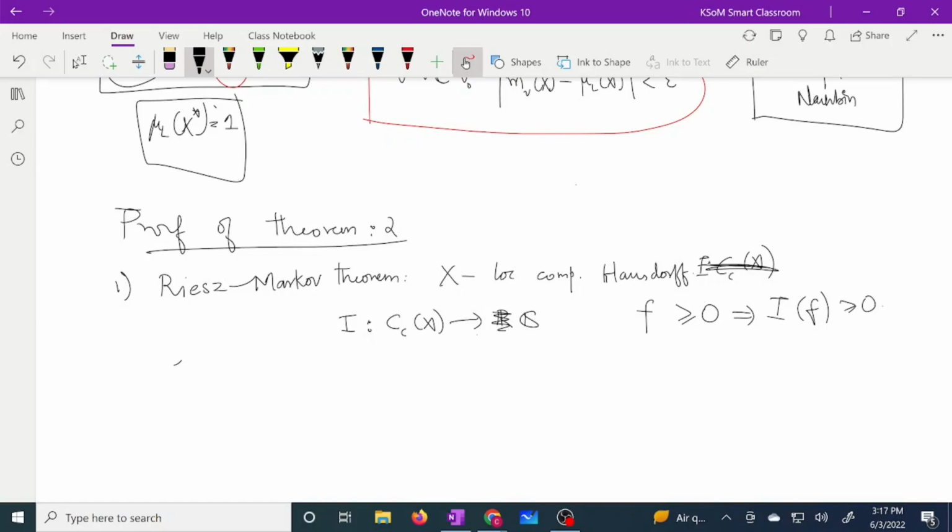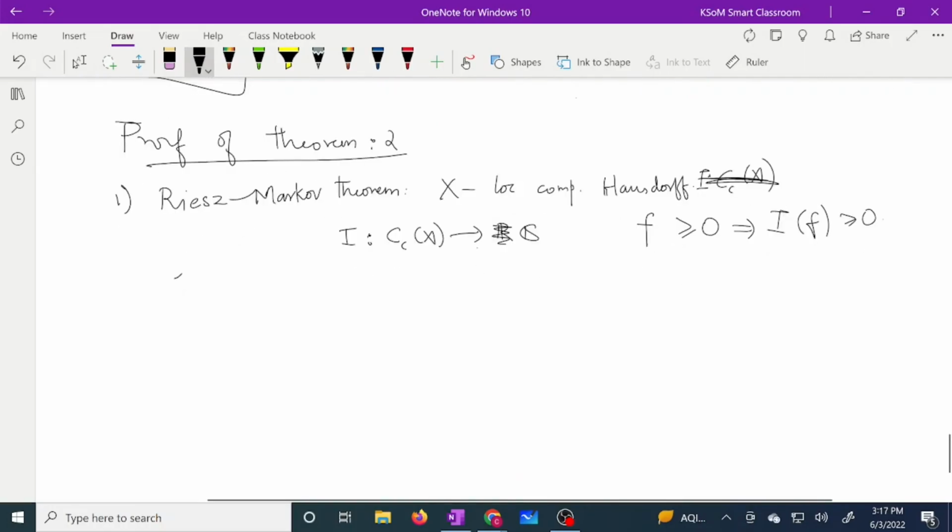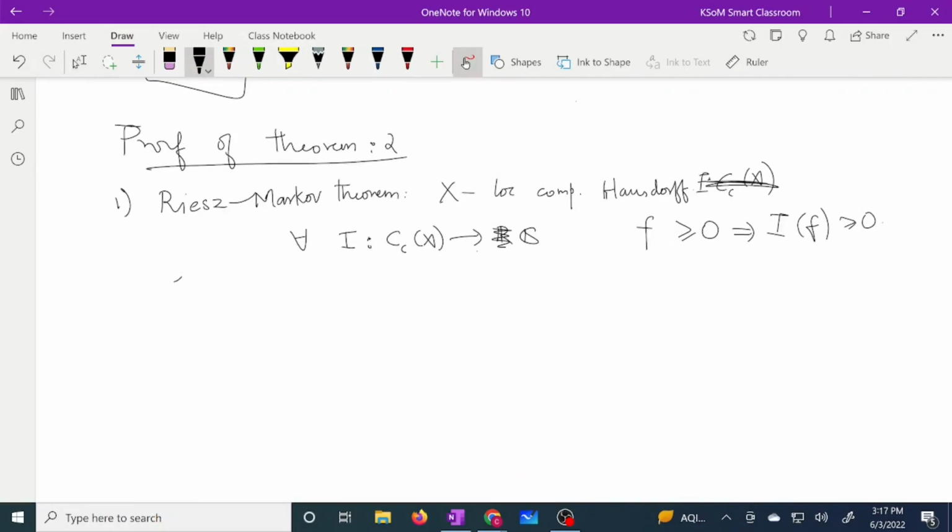So if you have this, then for every such I which is a positive linear functional on C_c of X, there exists a Radon measure nu such that I of f is the integral over X of f d nu.